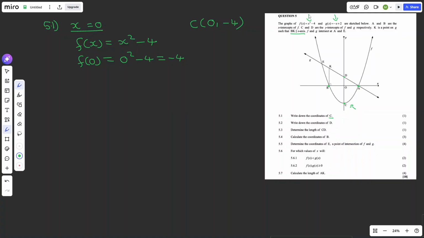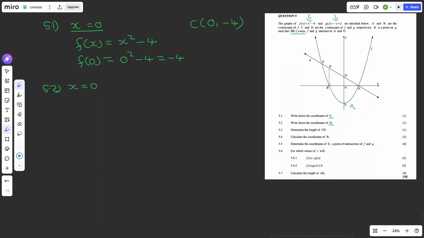Okay, we've got the coordinate. Now let's go to 5.2. In 5.2, we are now required to write down the coordinates of D. If we go back to our sketch here, we see that D is a point on our straight line, right? At that point, we know that x is also 0, because you can clearly see here it's intersecting the y-axis.